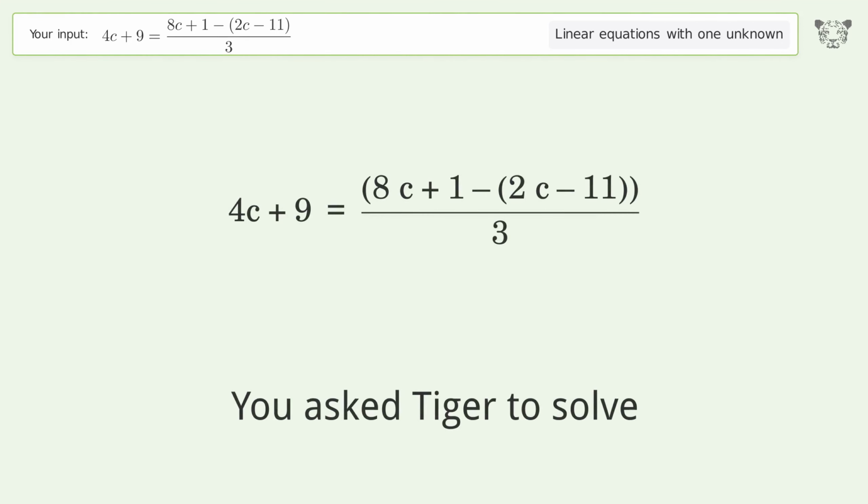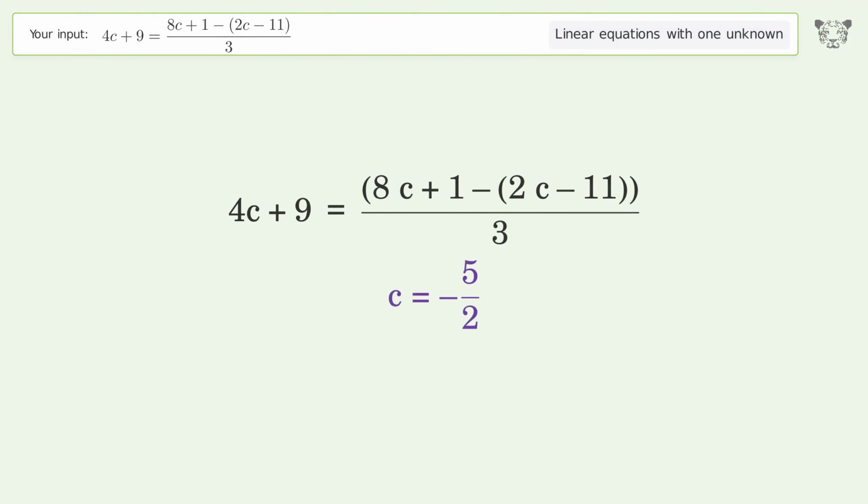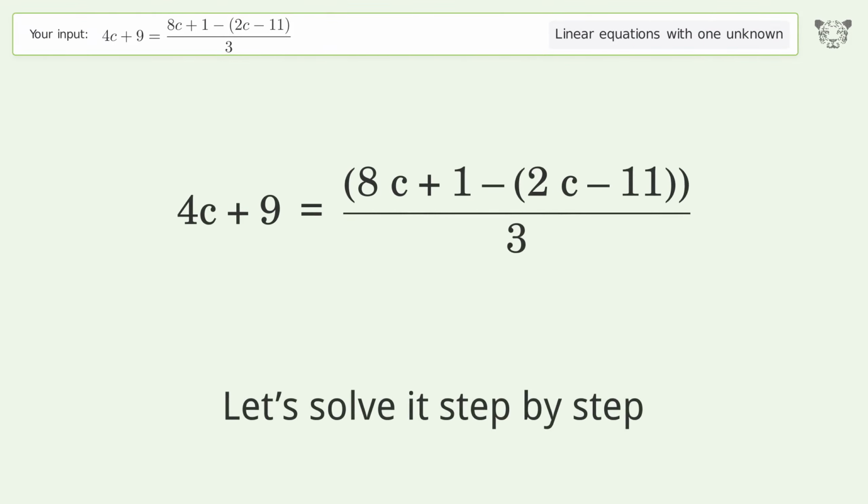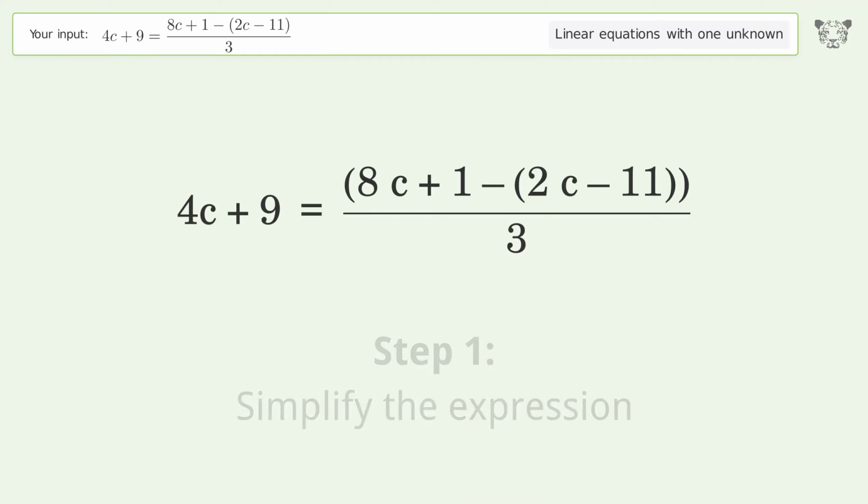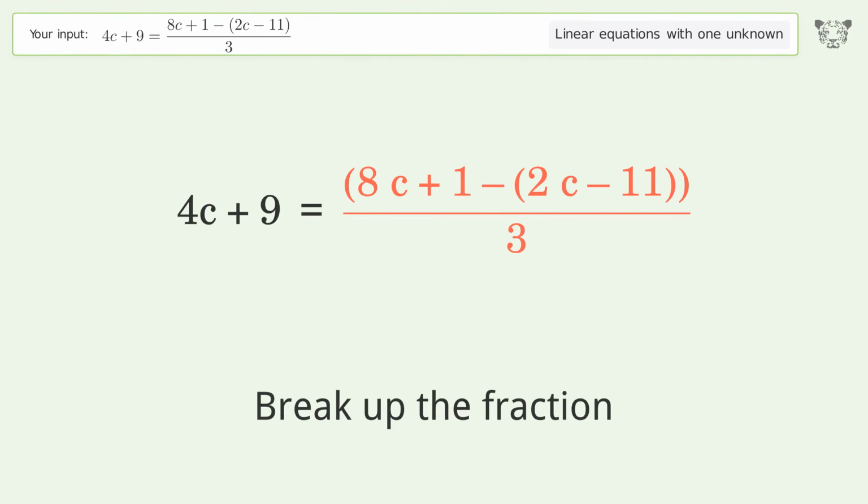You ask Tiger to solve. This deals with linear equations with one unknown. The final result is c equals -5/2. Let's solve it step by step. Simplify the expression. Break up the fraction.